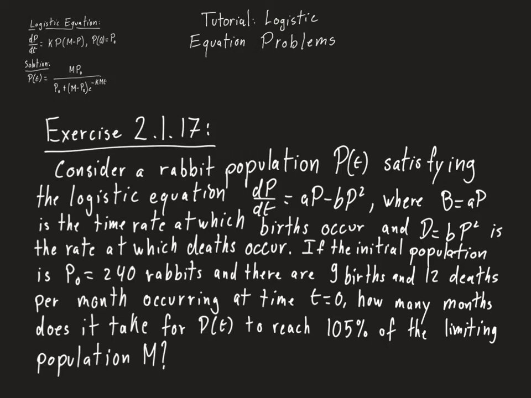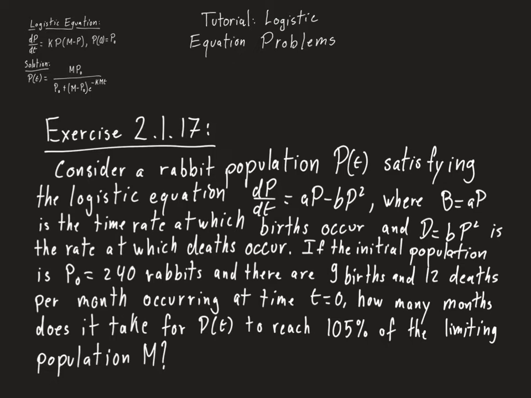Consider a rabbit population, P(t), satisfying the logistic equation dP/dt equals aP minus bP squared, where B, or capital B, equal to aP is the time rate at which births occur, and capital D equal to lowercase b times P squared is the rate at which deaths occur. Now, if the initial population is P(0) equals 240 rabbits, and there are 9 births and 12 deaths per month occurring at time t equals 0, how many months does it take for P(t) to reach 105% of the limiting population M?